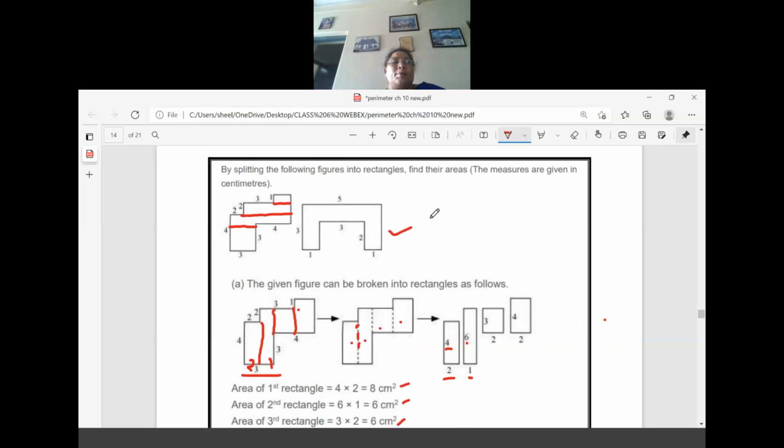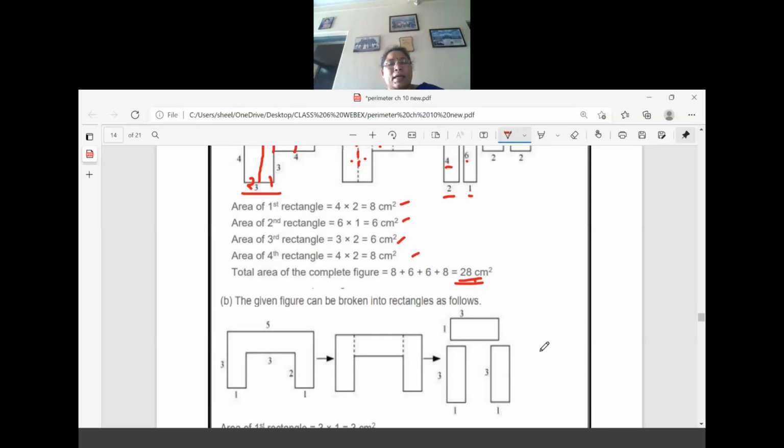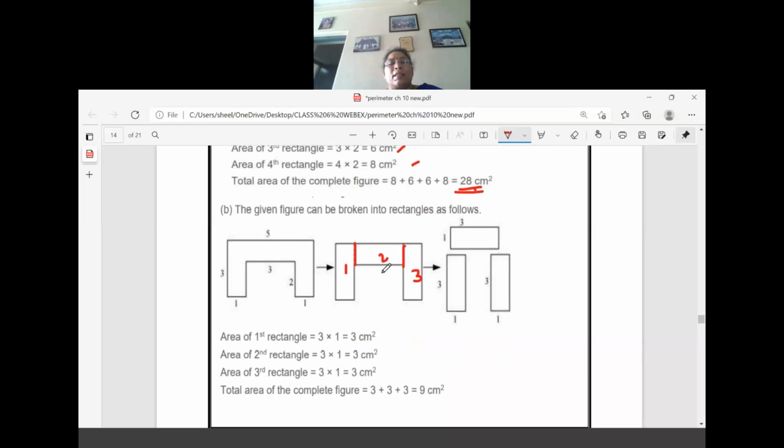Now the second diagram is this. The second diagram also we have to divide into rectangles only. The given figure can be divided like this. Here we draw a perpendicular, and here we draw another perpendicular. How many parts are we getting? 1, 2, then 3 rectangles. According to that you get the length and breadth: 3 and 1, then 1 and 3, then 3 and 1 only.